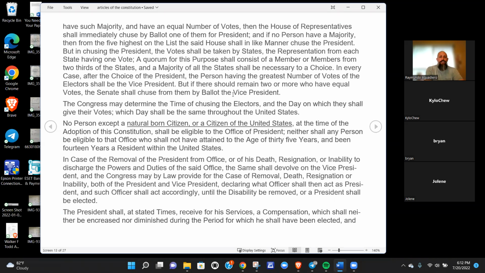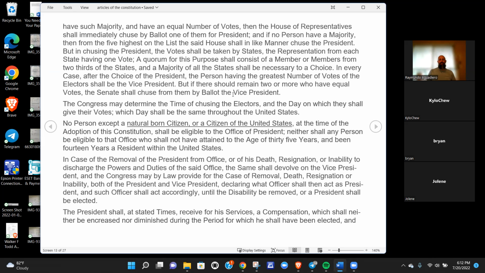The Congress may determine the time for choosing the electors and the day on which they shall give their votes, which day shall be the same throughout the United States. So Congress chooses election day. That's why it's election day. We all get the same one.